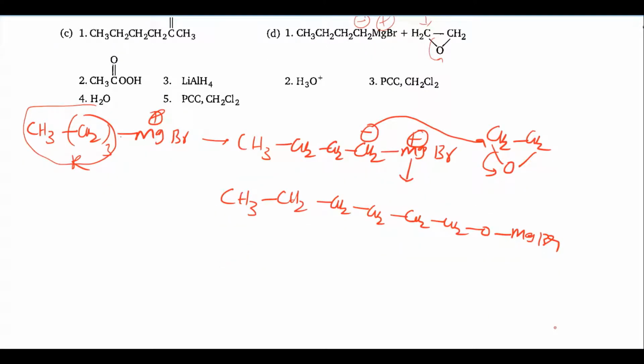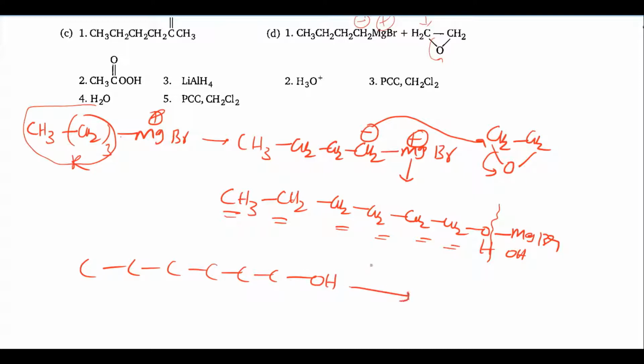This is very simple hydrolysis. Hydrolysis means addition of water. So here H is added, here OH is added, giving 1, 2, 3, 4, 5, 6 carbons along with the hydroxy group. Then PCC, which means mild oxidation, and you are going to get hexanol. So the fourth option is the correct answer. Question completed. I hope you understood.